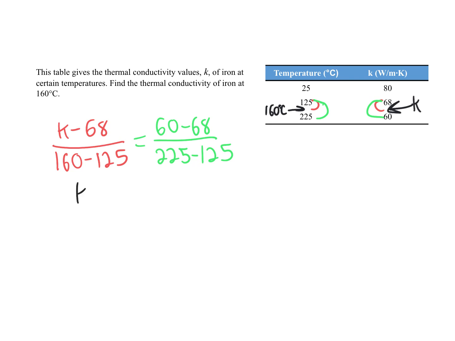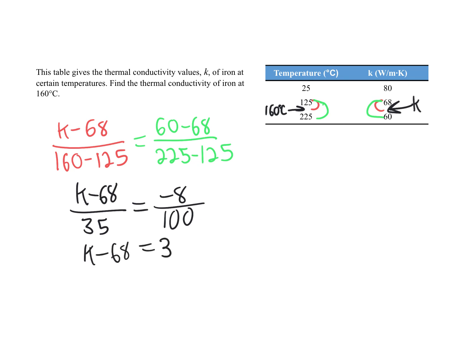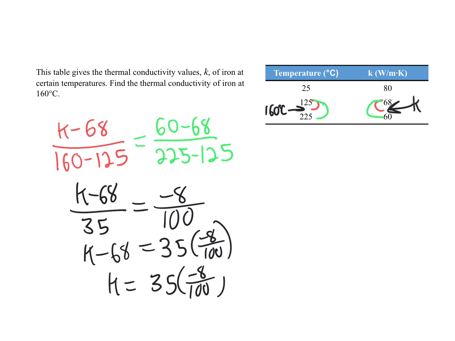Now we can simplify and isolate K. And calculate K, and we get 65.2, and this will be watt per meter Kelvin.